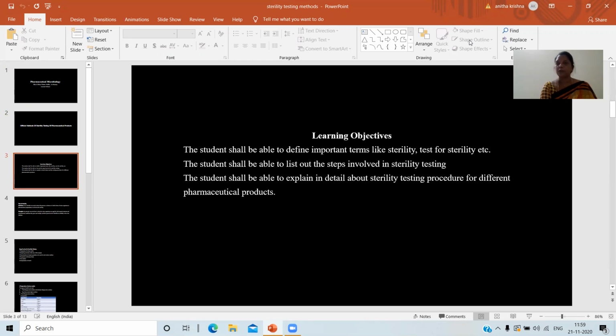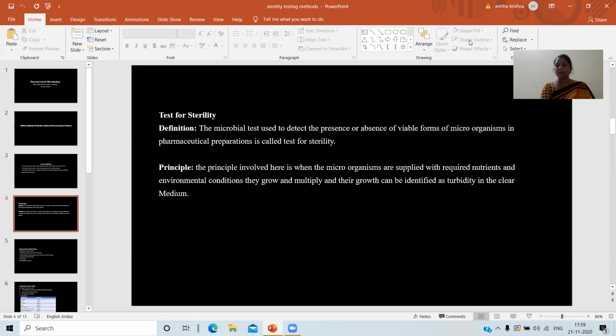Before learning that, we have to learn the learning objectives for this topic. By the time we complete this topic, I can assure that you shall be in a position to define what is sterility or test for sterility, what are sterile products, and some important definitions. You'll also acquire knowledge about the sequential steps that have to be followed in order to perform the sterility test, and you'll be in a position to explain different methods of sterility testing of pharmaceutical products. So these are going to be our learning objectives.